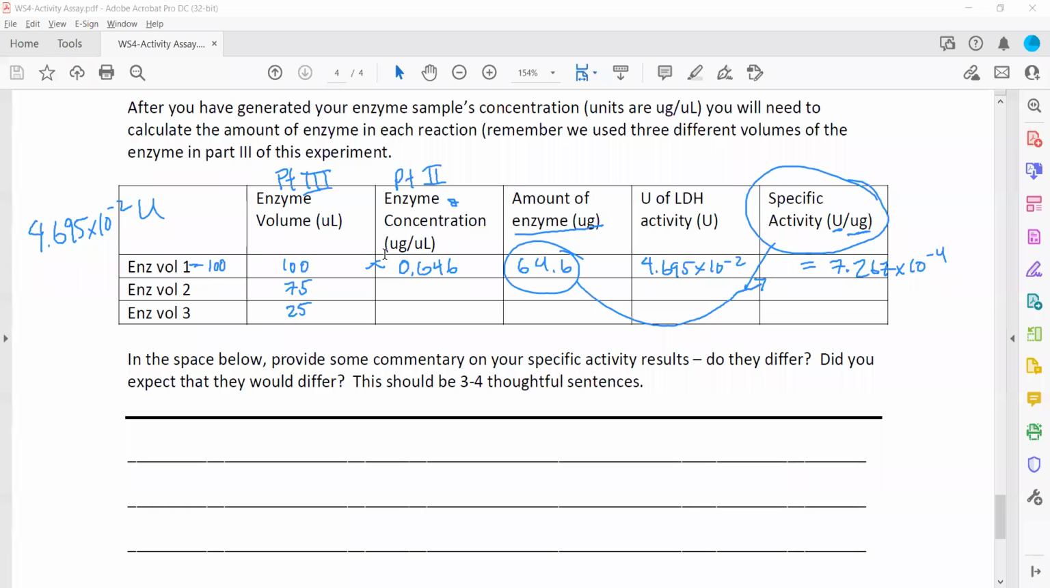Now, whenever you solve for that, you do the exact same thing for volumes 2 and 3. Once you've done all that work, there's a space below for you to reflect on your results and provide some sort of commentary. Do your specific activities differ? How much do they differ? Are they identical? Why do you think one is higher than the other?